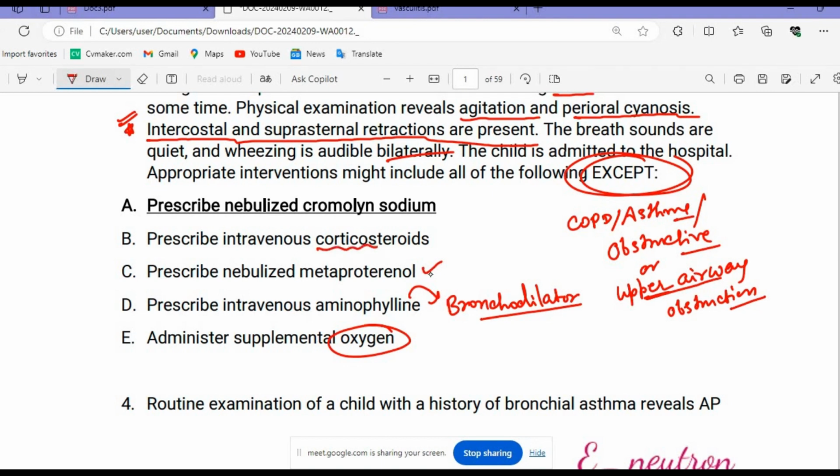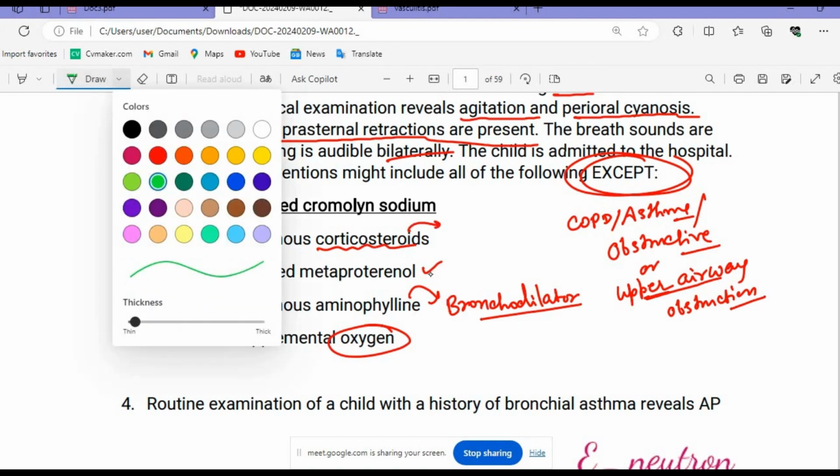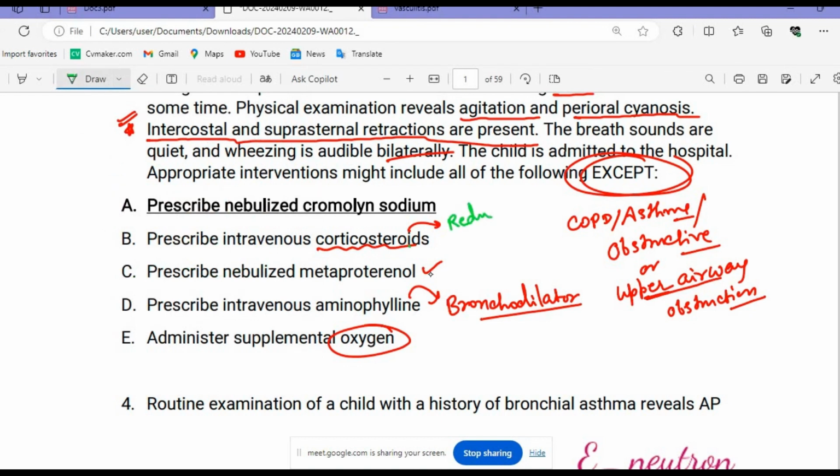We can give corticosteroids. What will the corticosteroids do? They reduce the mucus secretions by inhibiting the release of secretagogues, so that will help reduce the mucus secretions to prevent the wheezing. One more important point here, one more thing remaining, that is prescribe nebulized cromolyn sodium. So all these things we can give. Also we can give the nebulized cromolyn sodium.